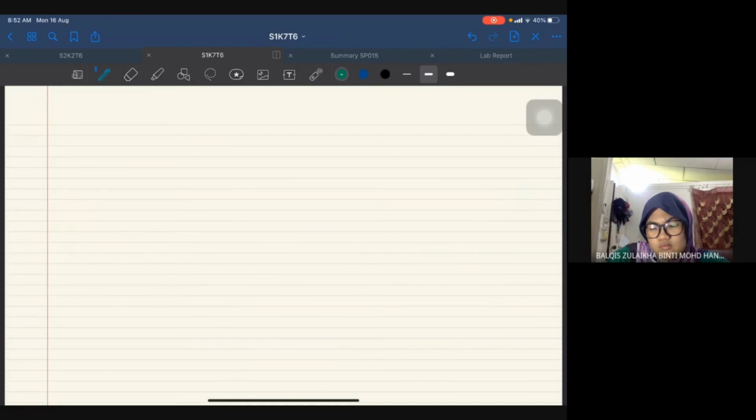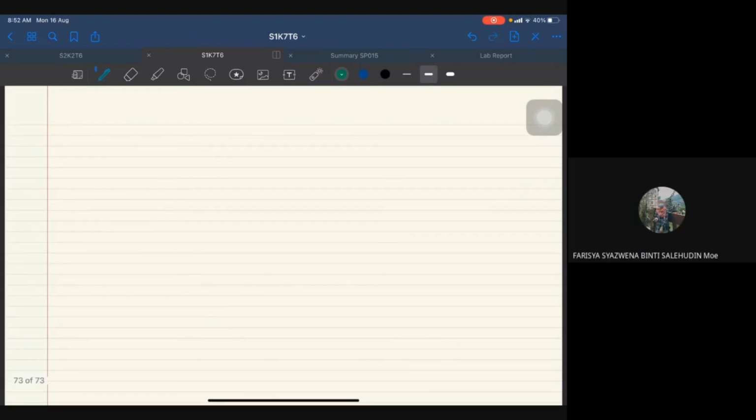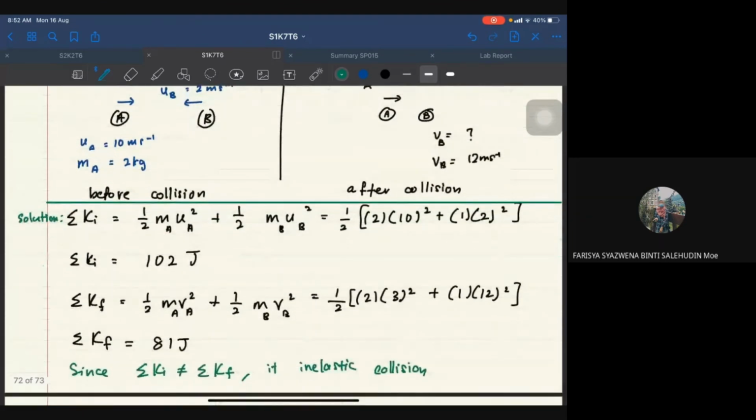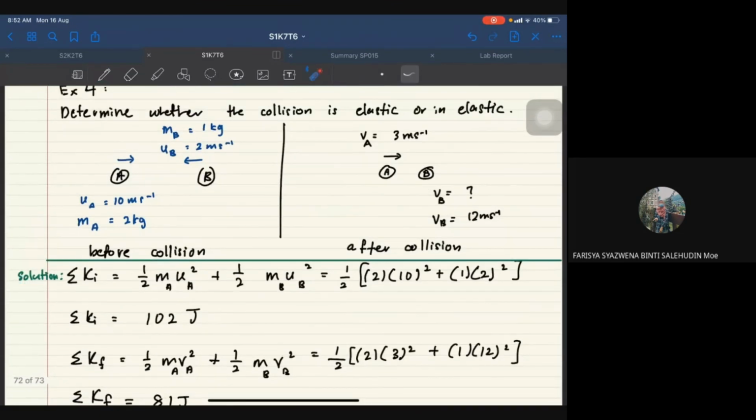Okay, last but not least, any question tak so far? Sir, inelastic and perfectly inelastic sama ke? Okay, kalau perfectly inelastic maksudnya this object after collision they move together at the same speed. Maksudnya dia melekat lah, dia melekat.